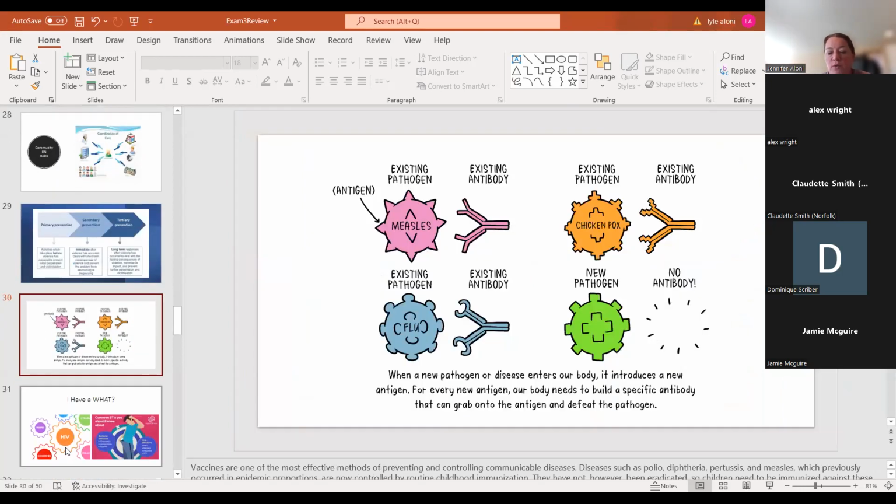All right, we know vaccines are our most effective method of preventing and controlling diseases. What happens is we'll get an antibody, and then once the body gets hit with it, the antibody will fight it off. Those things that occurred in epidemic proportions can now be controlled by this, but they haven't been eradicated, right? So we know measles was on the rise a couple of years ago. So you want to encourage vaccinations to your communities.